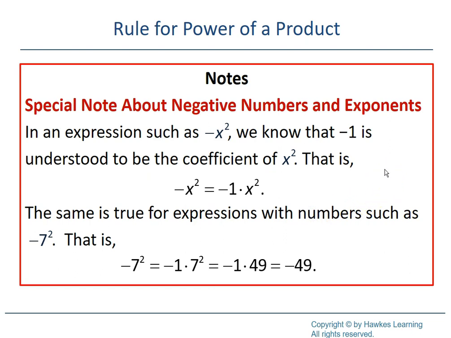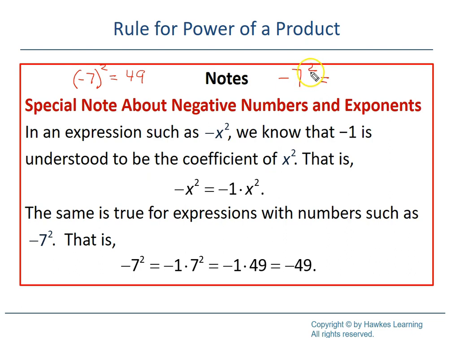Now, here's where it gets a little tricky. And let me give you a little background on this one here as well. We had said if you had a negative 7 that's raised to the second power, because the base is negative 7, this is negative 7 times negative 7, which is going to be a positive 49. But suppose you have, without the parentheses, a negative 7 that's squared.